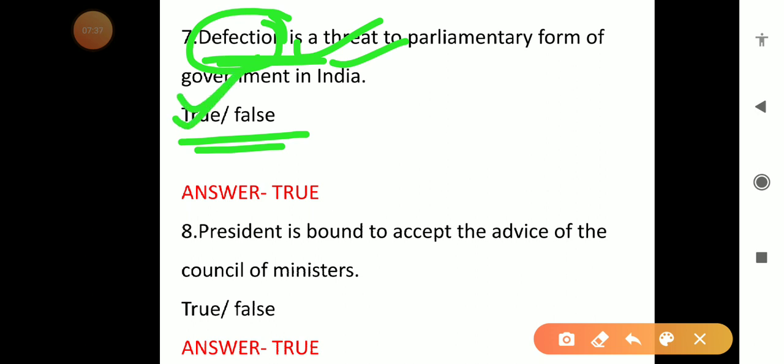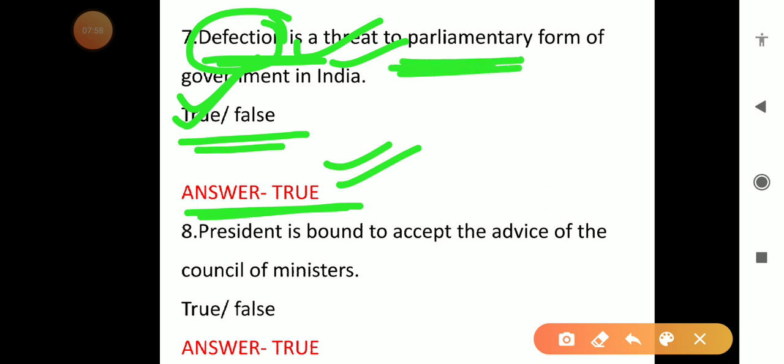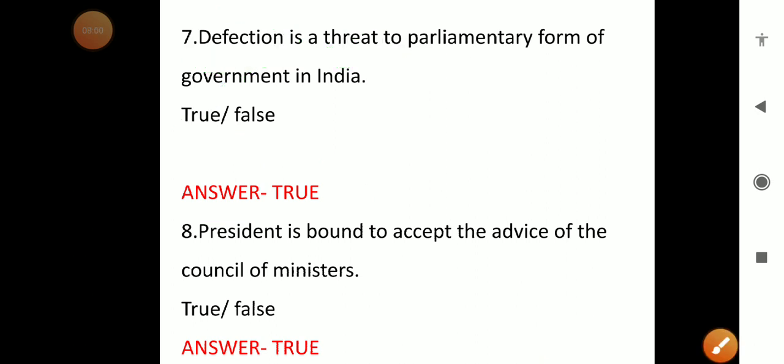It is actually for the money's sake that they defect, and for the post's sake they defect, and they support the opposition or the other party and they become ministers. This way it is sort of a threat to the parliamentary form of government, right? Hopefully this is clear to you.